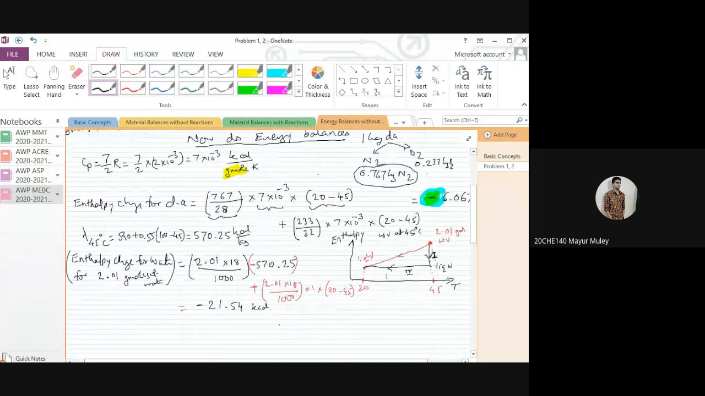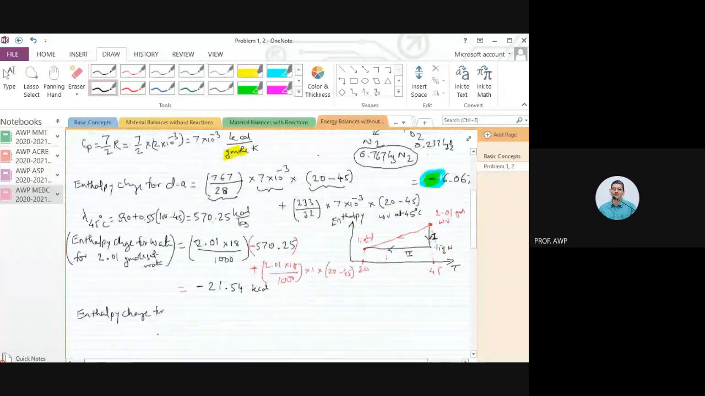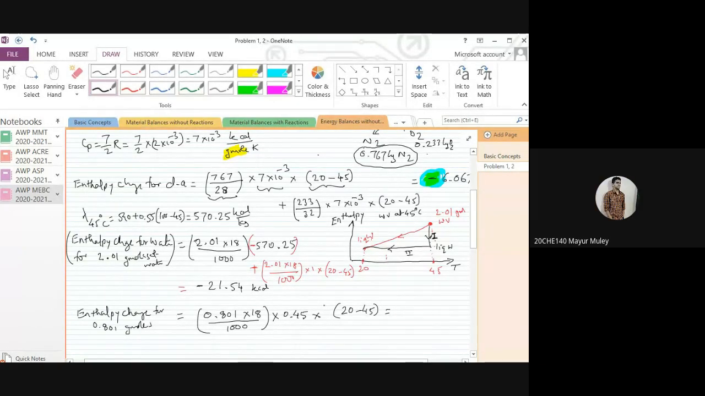Now we are left with some remaining water vapor, which is going directly into water vapor at 20 degrees. Now the enthalpy change for the remaining water vapor, 0.801 gram moles. That is 0.801 gram moles into 18 divided by 1000, so many kgs of water vapor, into 0.45, the specific heat of water vapor, into 20 minus 45. It is cooling from 45 to 20. So tell me this value, Mayur. Just a minute.